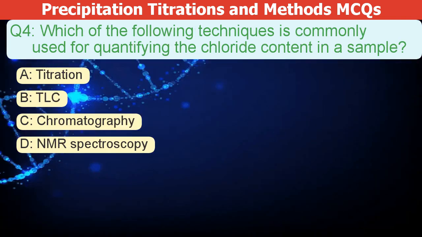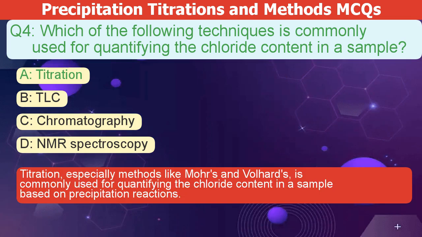Which of the following techniques is commonly used for quantifying the chloride content in a sample? A. Titration. B. TLC. C. Chromatography. D. NMR spectroscopy. The correct answer is A. Titration, especially methods like Mohr's and Volhard's, is commonly used for quantifying the chloride content in a sample based on precipitation reactions.